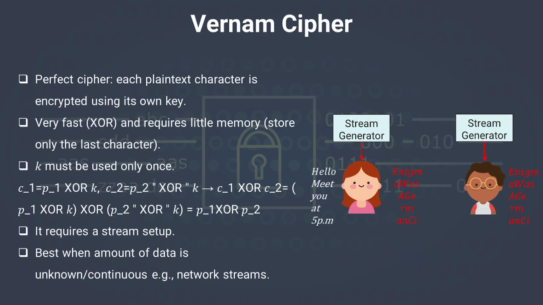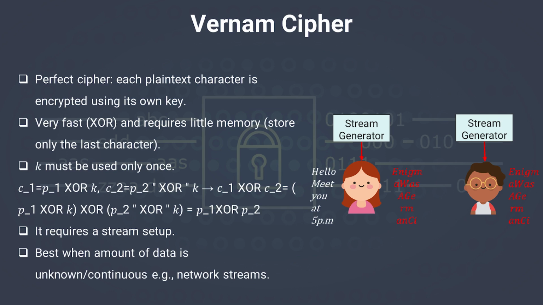Let's now see the advantages and limitations of the Vernam Cipher. From a security point of view, the Vernam Cipher is a secure cipher. It provides perfect secrecy, as each plaintext character is encrypted using its own key. From an implementation point of view, Vernam is very fast, as XOR operations are very efficient. And it requires little memory because the encrypt and decrypt algorithms process a single character at a time.